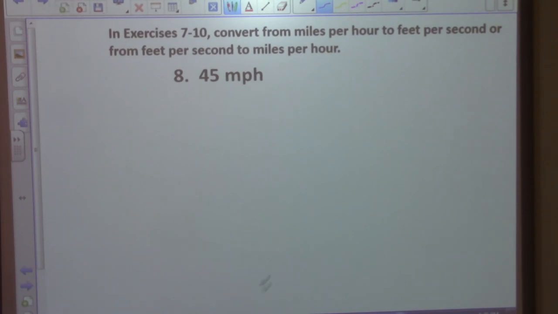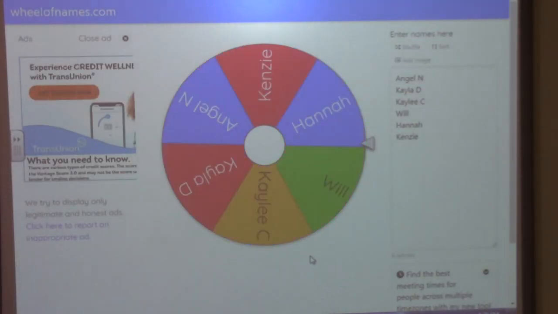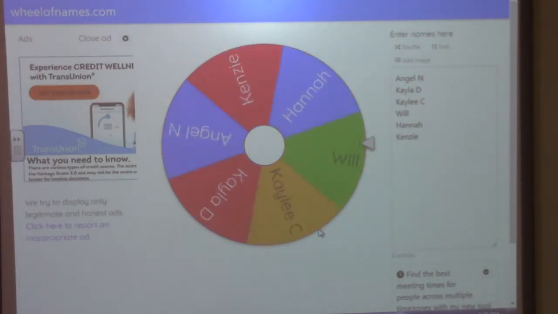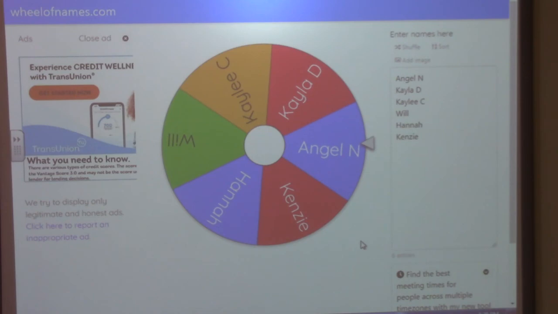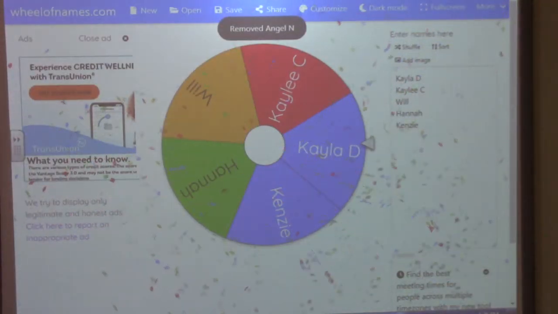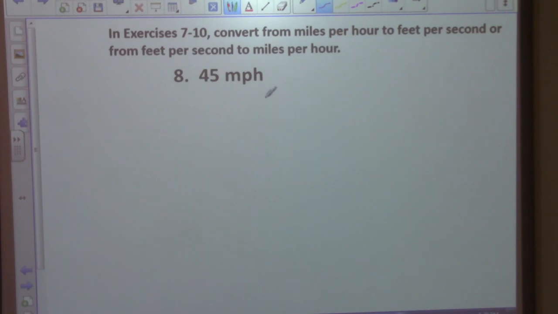Okay, let's see here. Angel. All right, Angel, what do we got here? 66 feet per second. 66? And it's the same as the other one pretty much, right? It's 45 times 5280 divided by 3,600, right? Feet per second. Is that how you did it, Angel?